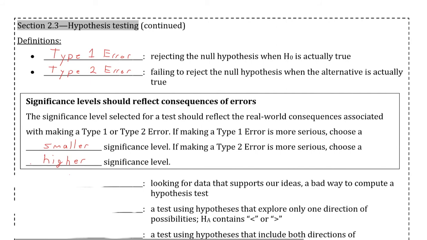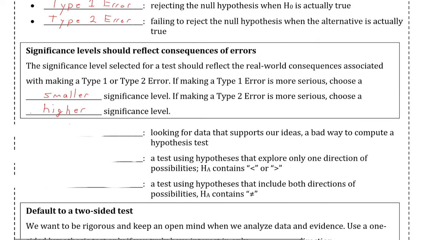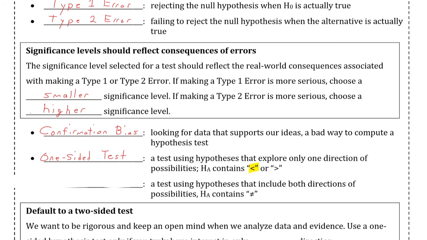If you ever make the mistake of looking for data that supports your ideas, then you may engage in what is called confirmation bias, since you are looking for what proves your point and not for the truth. When conducting a hypothesis test, the symbol we use for the alternative can determine whether it is a one-sided hypothesis test, if we explore only one direction by using a less than or greater than sign. Or we could have what is instead a two-sided hypothesis test if we include both directions of possibilities by using a not equal to sign.